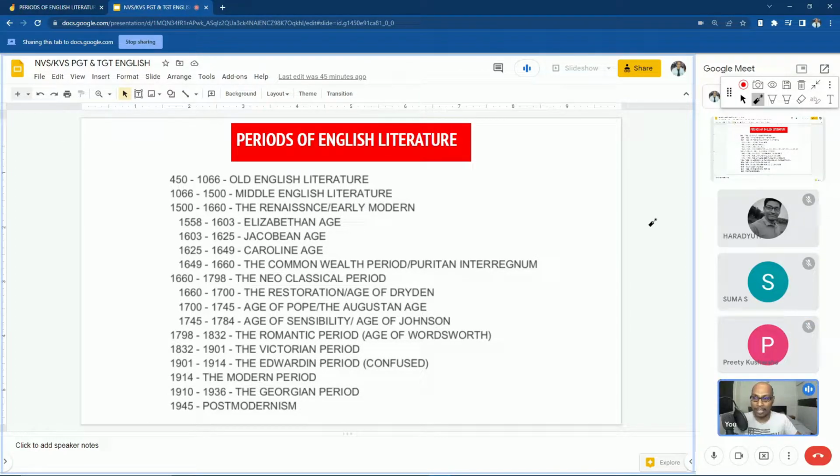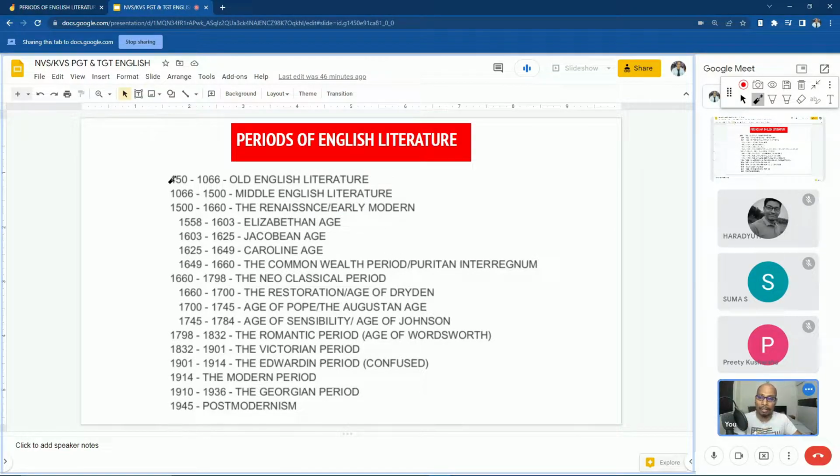So we are starting with periods of English literature. Let us start the class. English literature was written, but we are trying to categorize and compartmentalize that literature into different ages. So English literature periods divide in this format. You may find some differences, but this is the most appropriate division of periods in English literature.